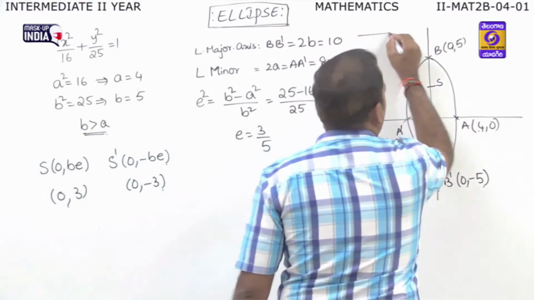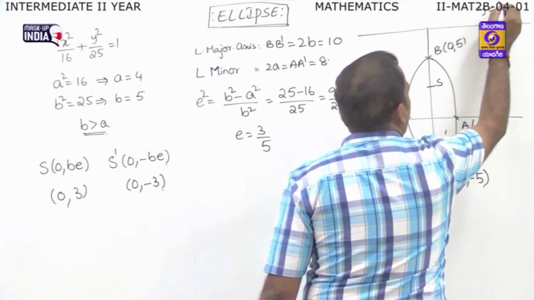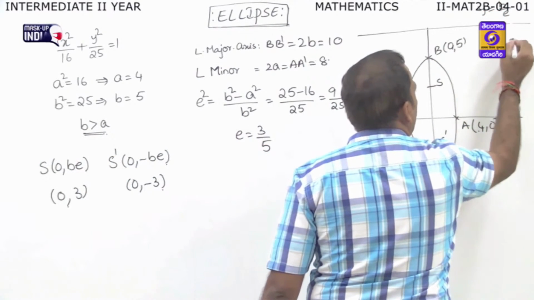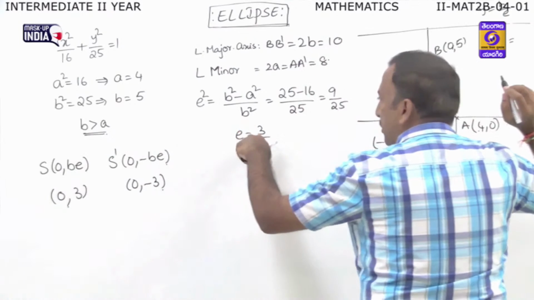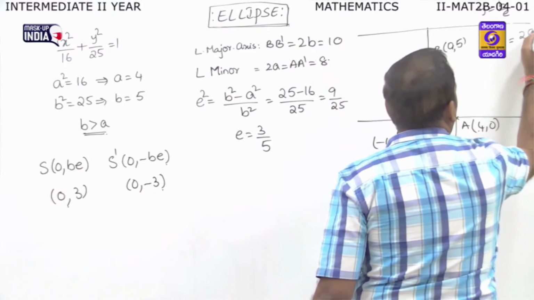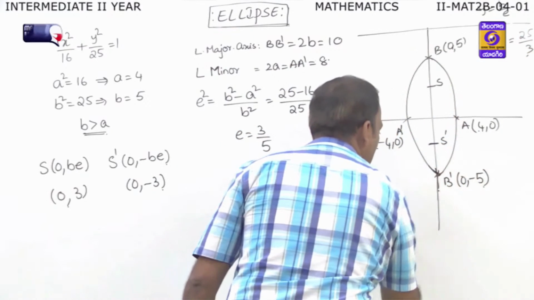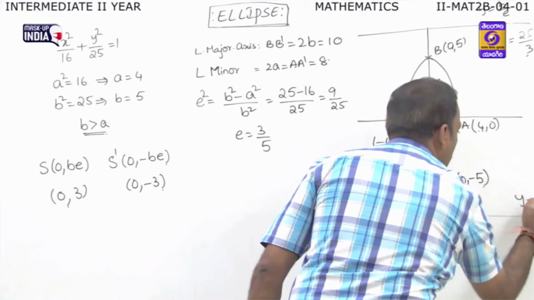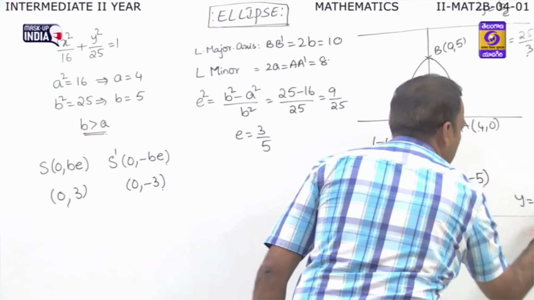Directrices. This one is the first directrix. y is equal to b by e. How should we write it? b is 5, by 3 by 5. That is 25 by 3. And the second directrix is y is equal to minus 25 by 3.